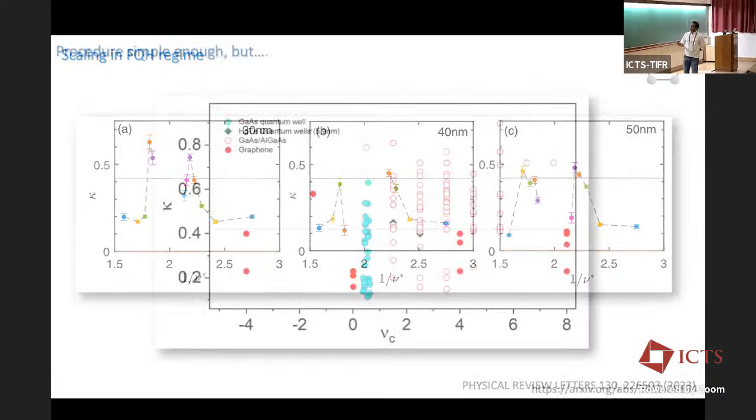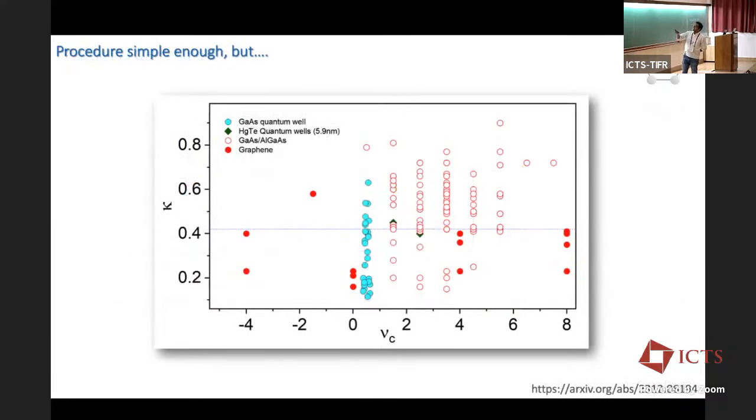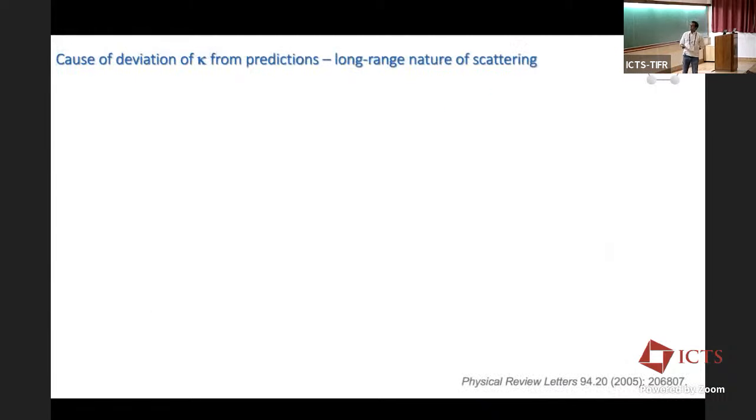So we understand what the problem is, and this is a compilation of data from over 40 papers over the last 30 years in this field. You can see that this is the prediction, this is the data. For gallium arsenide, mercury cadmium telluride, quantum wells, heterostructures, even in graphene, the data is all over the place. It's a complete scatter, a complete mess. So we started thinking, what is the cause? And we think we understand.